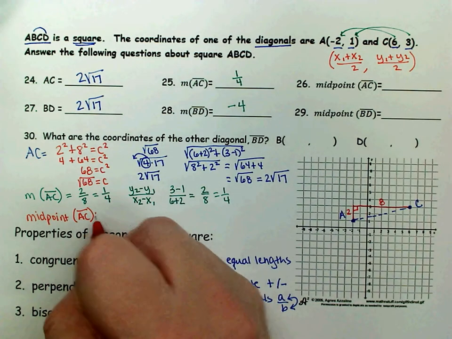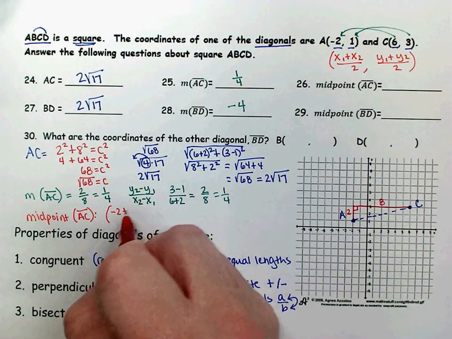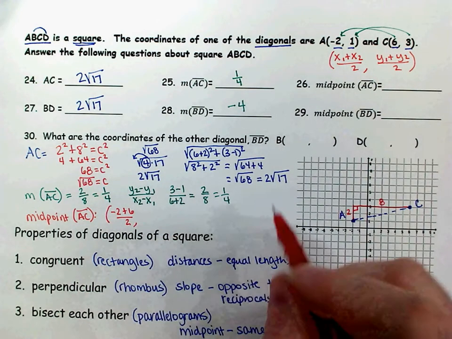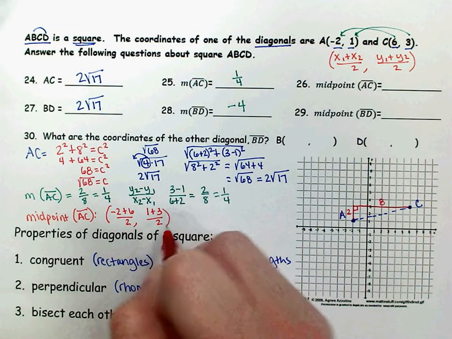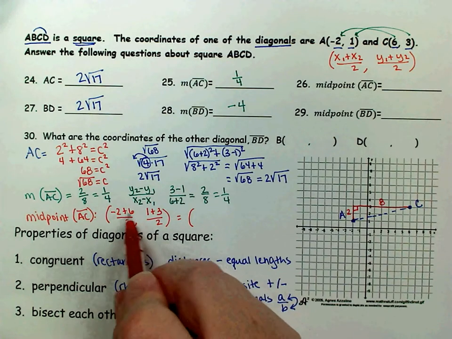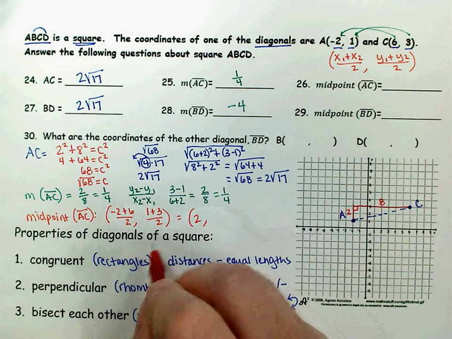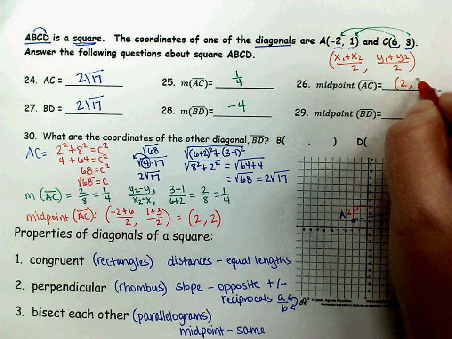So when I do that, my x's are negative 2 and 6. I'm going to add them together and divide by 2. My y's are 1 and 3. I'm going to add them together and divide by 2. So I get my midpoint of segment AC to be 4 divided by 2, which is 2, and 4 divided by 2, which is 2, the point (2, 2).